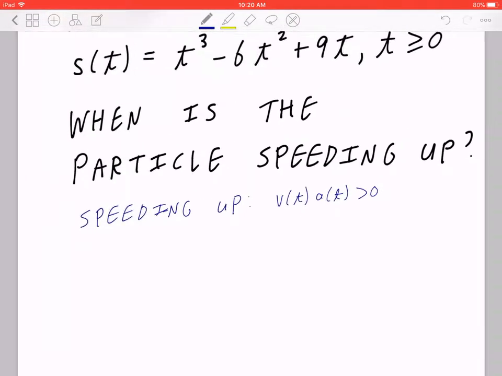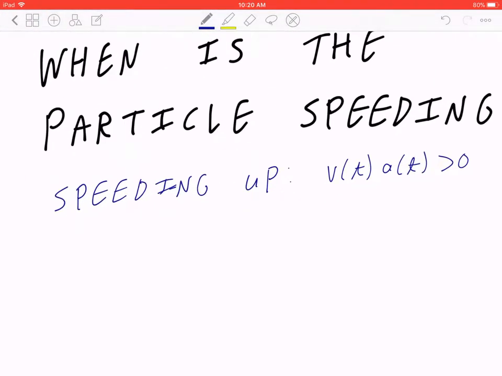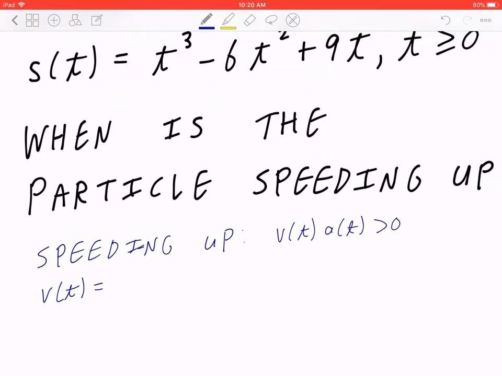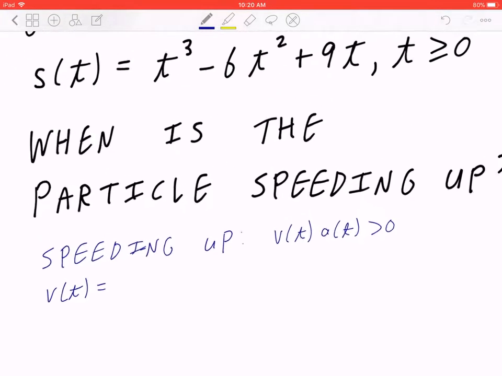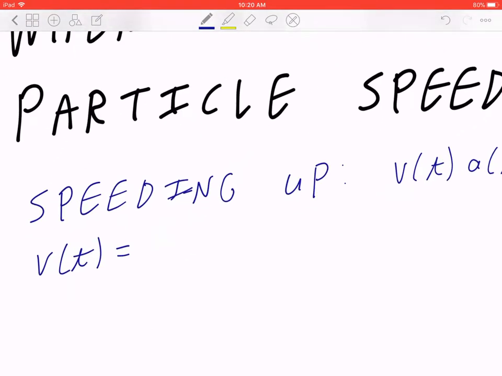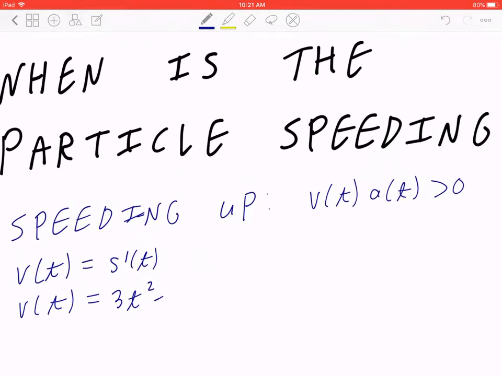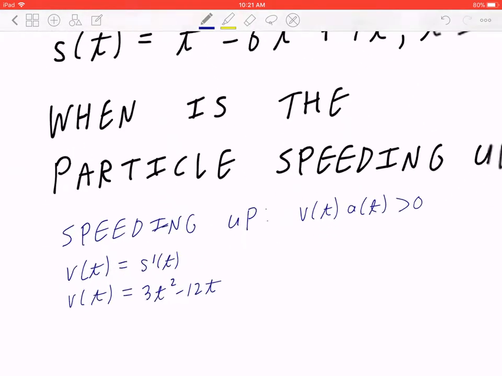So if you look at the given, s of t equals t cubed minus 6t squared plus 9t. And again, time is greater than or equal to 0. This means velocity is going to be the derivative of displacement, which in this context is going to be 3t squared minus 12t plus 9.